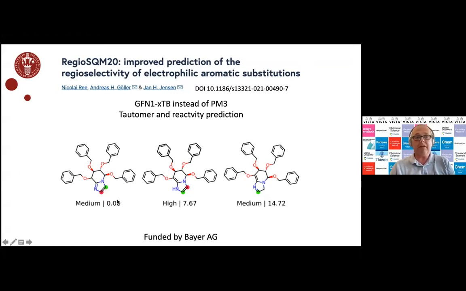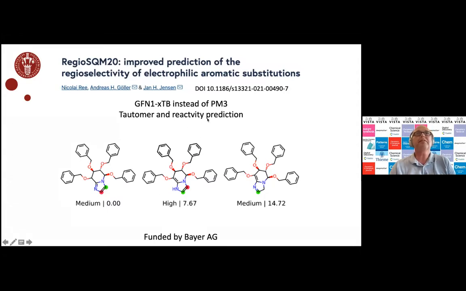We do give our best guess at the tautomer. We do indicate it here. So this is basically the relative energies between the two. But it's probably better that an expert sort of decides. So that was one improvement.